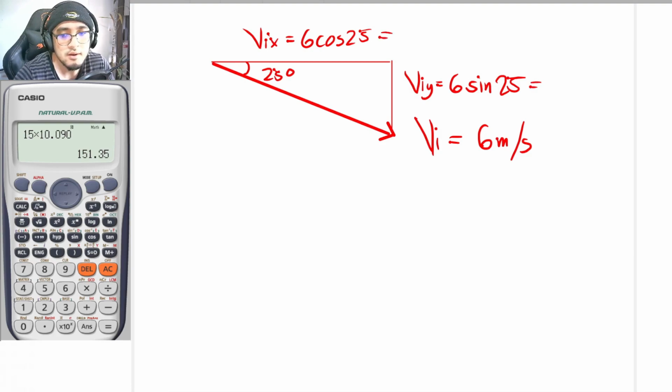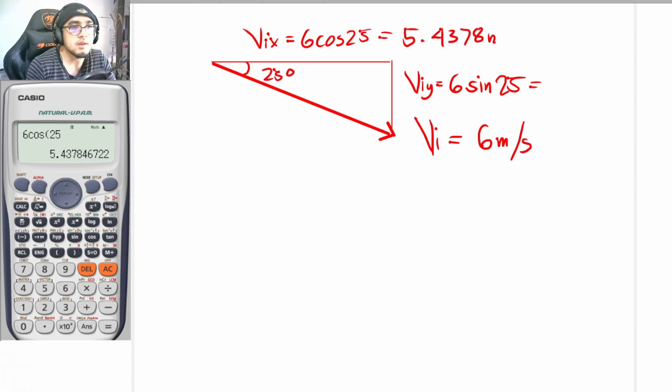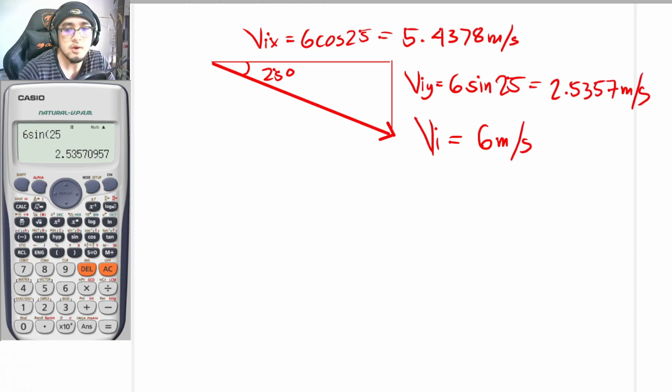Getting the answer here, 6 cosine 25 is 5.4378 meters per second. I would just be storing this in my calculator as x: shift store x. As you can see, alpha x is 5.4378. As for our VIY, that is 6 sine 25, which is equal to 2.5357 meters per second. I would be storing this as shift store y. If I press alpha y, that is stored in my calculator.